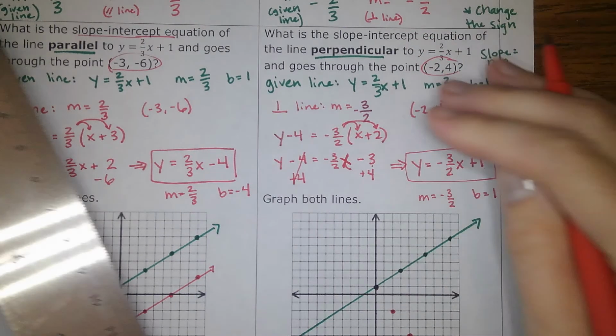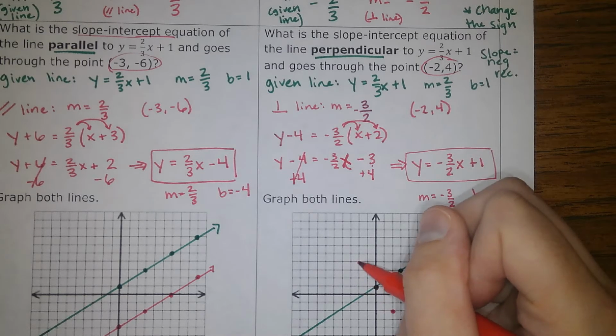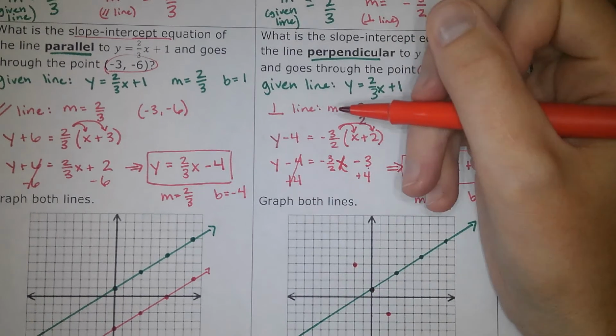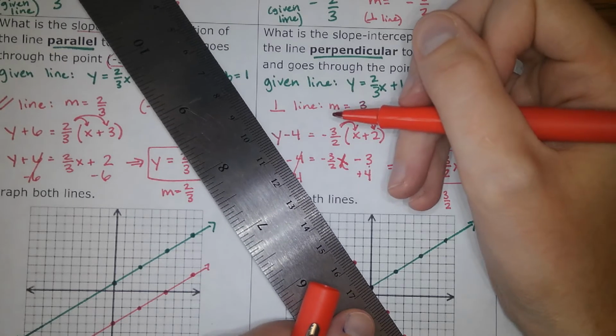And what we see, remember our point was negative 2, 4. So let's see. Oh, look at that. It's going to be perfectly in line, making sure that our equations are working.